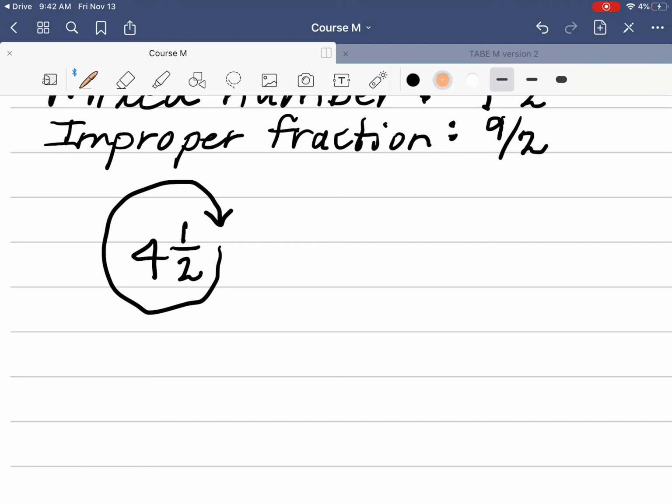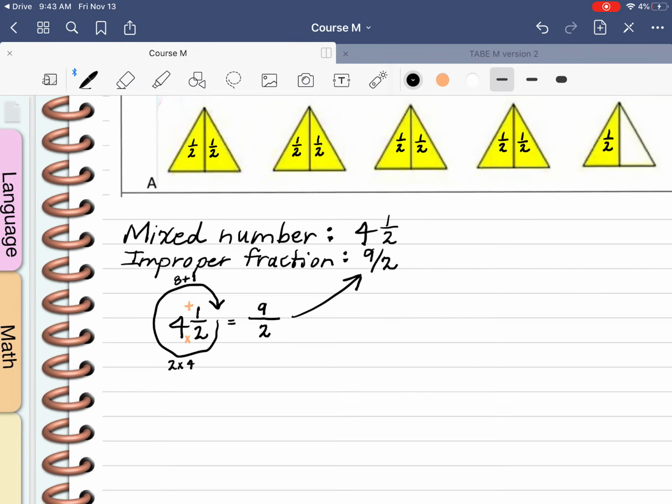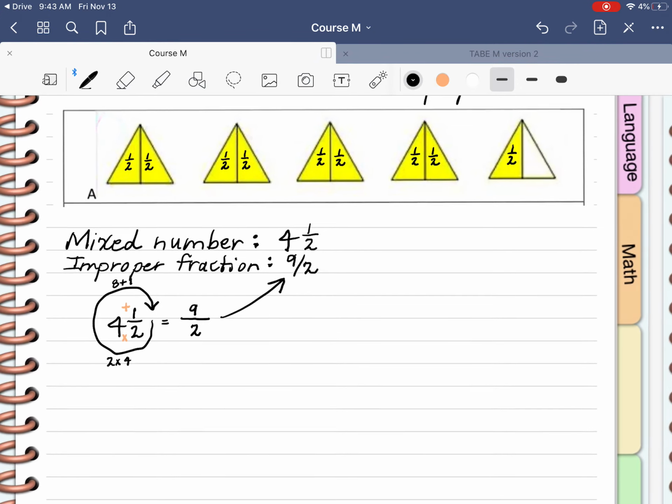And remember, when you make a mixed number MAD, you multiply and then you add and then you keep the denominator. So we have 2 times 4, that's 8. 8 plus 1 is 9. That'll be the top number. And we keep the denominator. So look at that. There's that 9 halves that we already knew we were looking for, because the picture tells us that it's 9 halves.